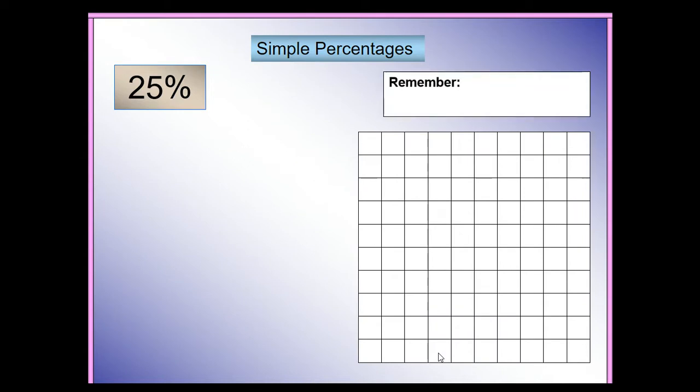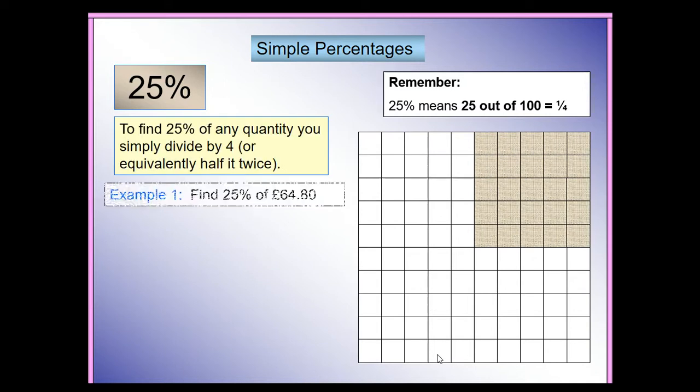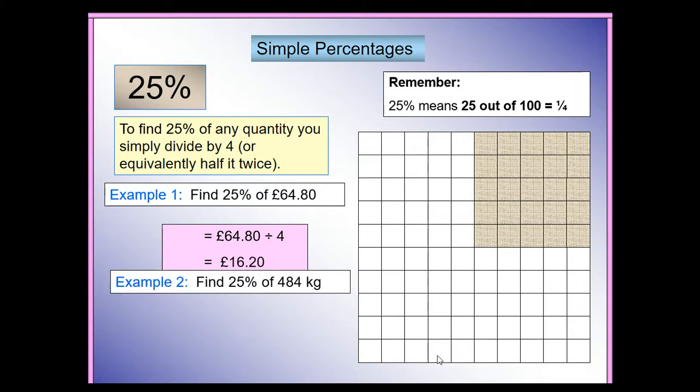25% you've dealt with. You can half it and half it again, but we're just going to find a quarter. So it's just to remind you of the skill you did the last time. So divide by 4, you can always set up a sum. 4 into 64 goes 16, 4 into 8 is 2, there you go.